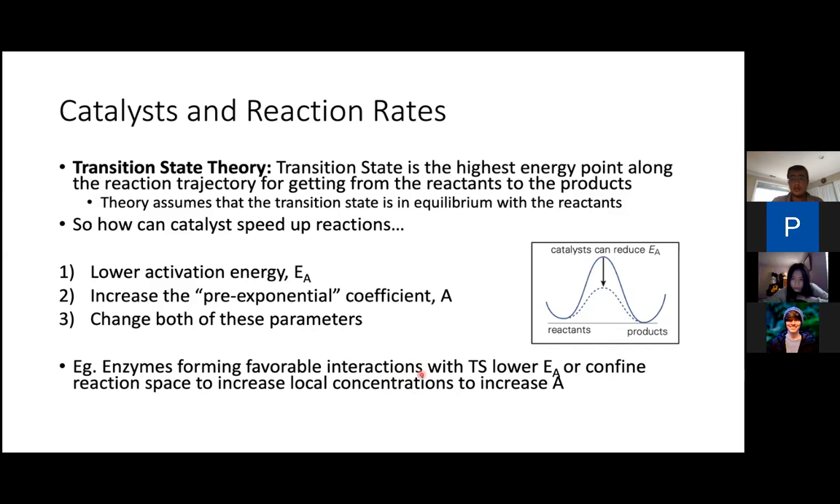Or to increase A, they can confine the reactants to a smaller space. And that makes sense, because if they're confined to a smaller space, they're more likely going to collide, and that will also increase the rate of a reaction.